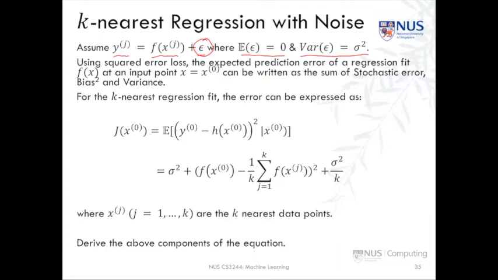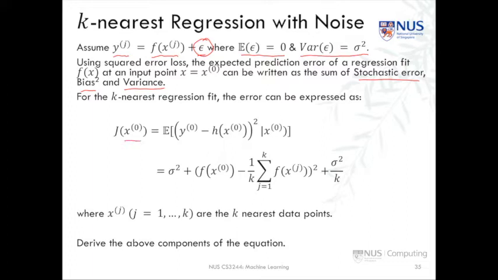Using squared error loss, the expected prediction error of the regression fit, which is being returned by the function at an input point x0, can be written as the sum of 3 terms: the stochastic error, the bias squared, and the variance. Because we're using squared error, we have this part where we're looking at the bias and we're squaring it. For the k nearest neighbor regression fit, the error can be expressed as follows.